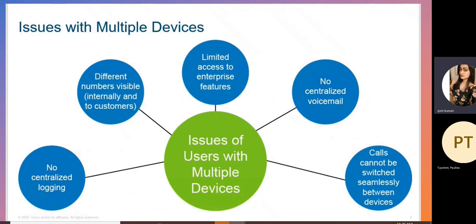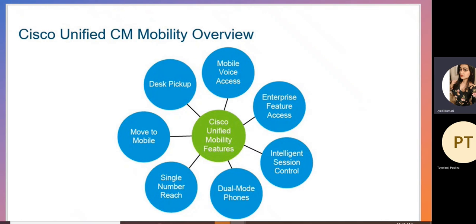There are some issues for users with multiple devices. So what happens with multiple devices? No centralized logging is there. Different numbers are visible internally and externally to the customers. There's limited access to enterprise features and no centralized voicemail. Calls cannot be switched seamlessly between the devices. That is the problem with multiple devices in device mobility.